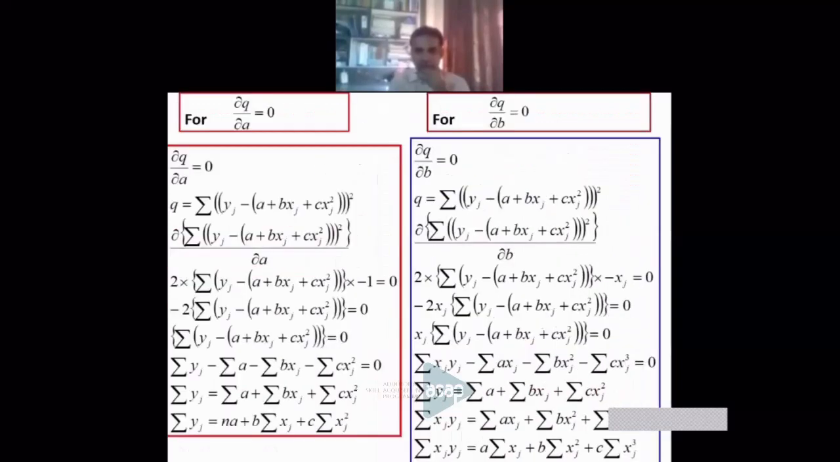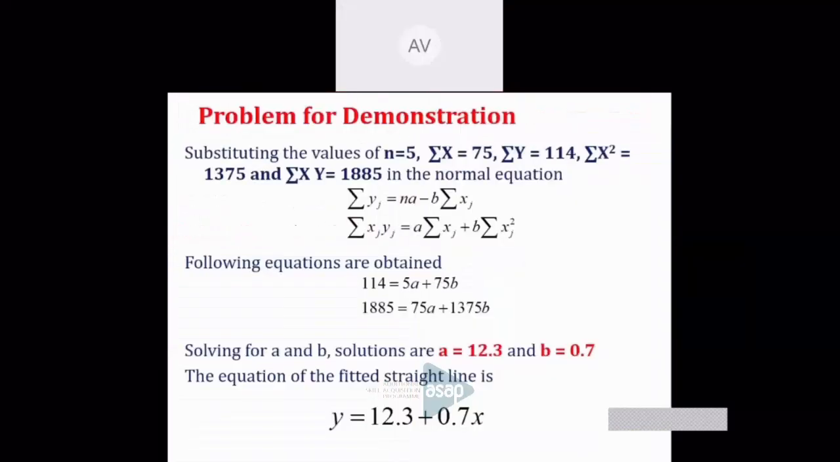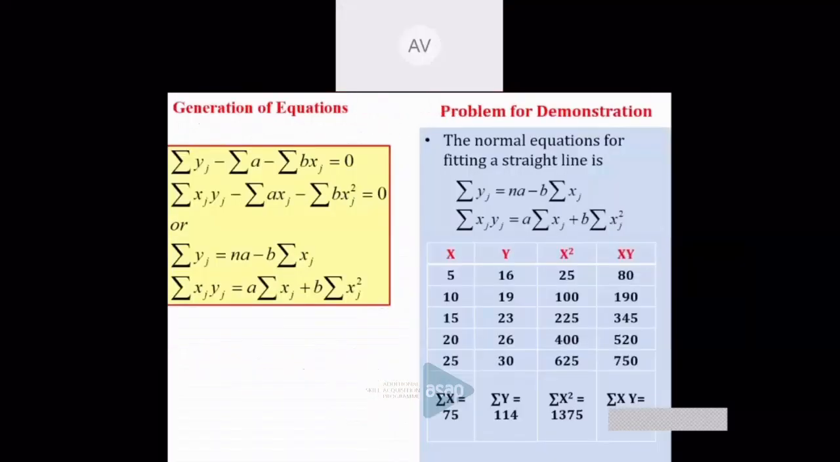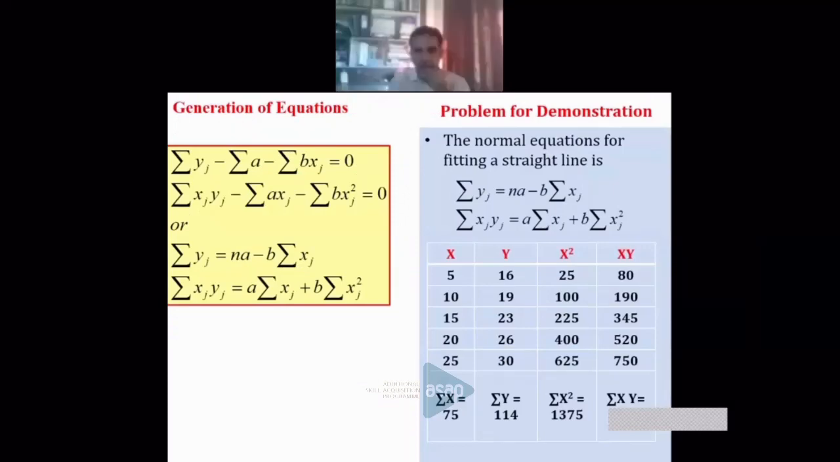Yeah, that's fine. So you get n, the number of data sets. You got 5 sets. A is unknown, we need to find A. B is also unknown. Sigma xj is the sum of all x. Sum of all x, you get 95.